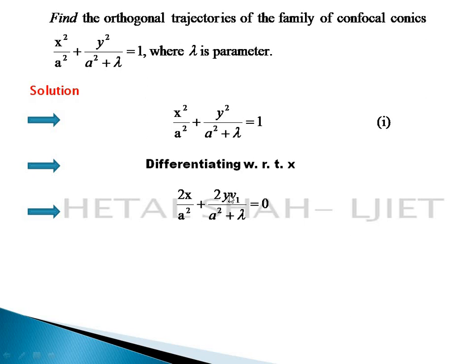dy by dx replaced as y1, over a square plus lambda, keep it the same. The derivative of 1 is 0. So by simplifying this equation, we can write y1 upon a square plus lambda equal to minus x upon a square. So if we keep a square plus lambda as the subject, then we can write a square y1 upon minus x.